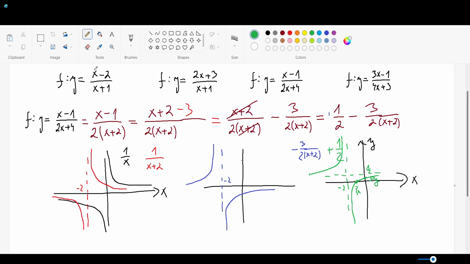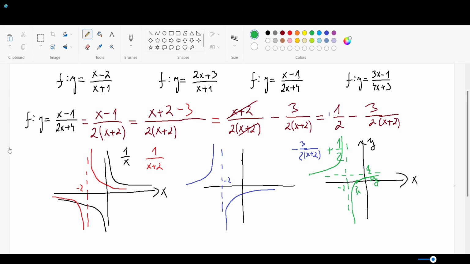And now let's see if the function given by the definition y equals 1 over 2 take away 3 over 2 times x plus 2 matches. Yes, okay, so everything is fine.